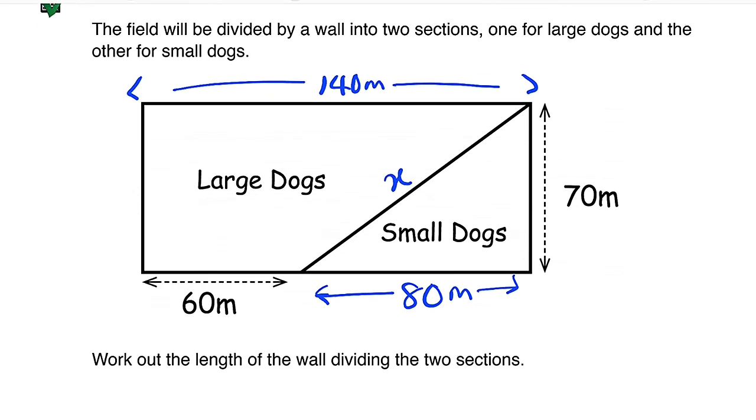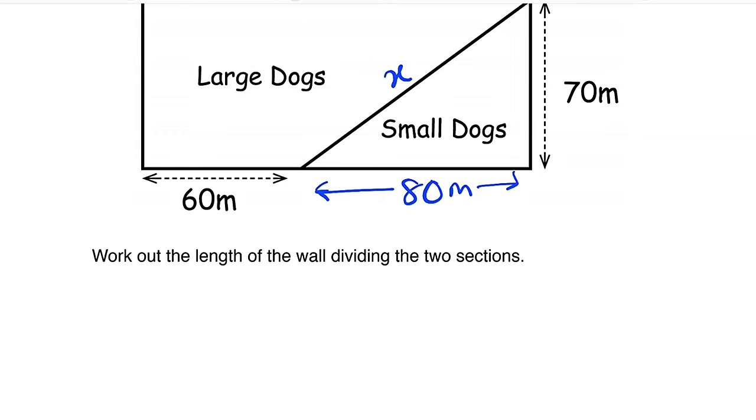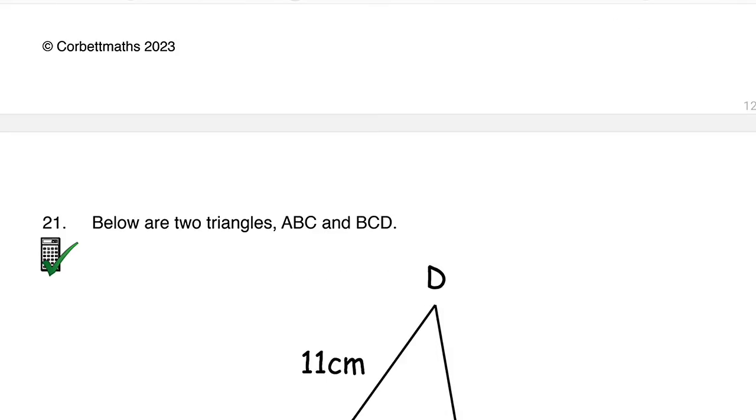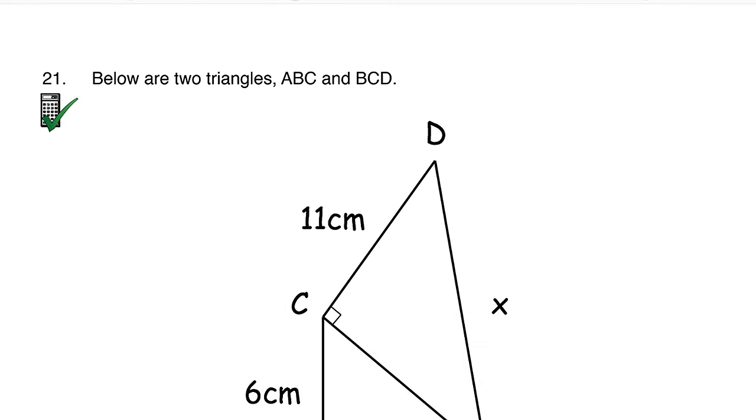So now we can apply Pythagorean theorem to find the value of x, which is the hypotenuse. X squared is equal to 70 squared plus 80 squared. I think I should leave this one for you, right? You can do that. Just find 70 squared, find 80 squared, add them together, take square root, and find the value of x. If it is a decimal number, you can round it to 1 decimal place. So let's move on to question number 21.